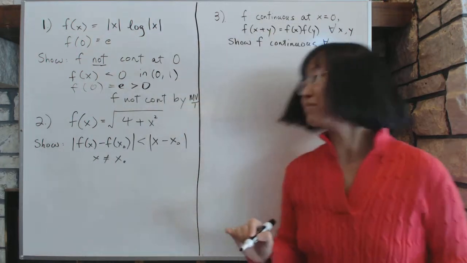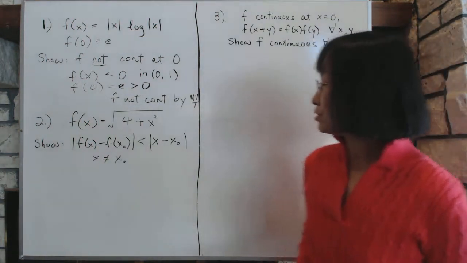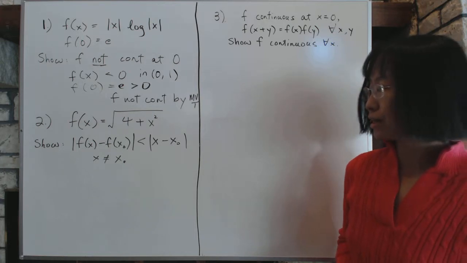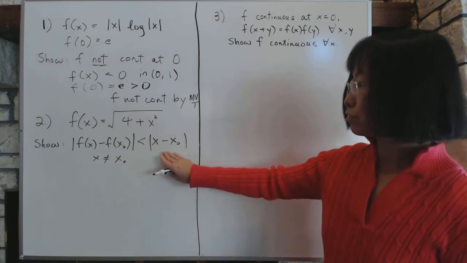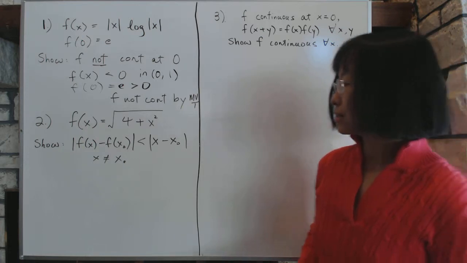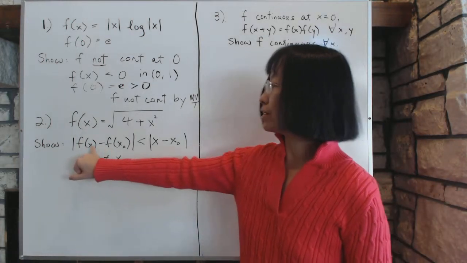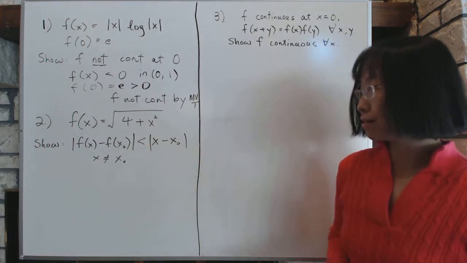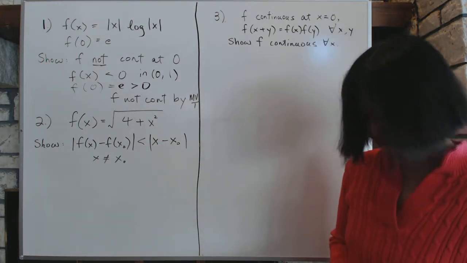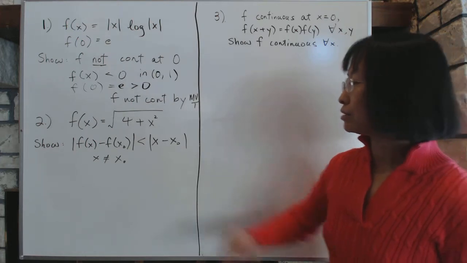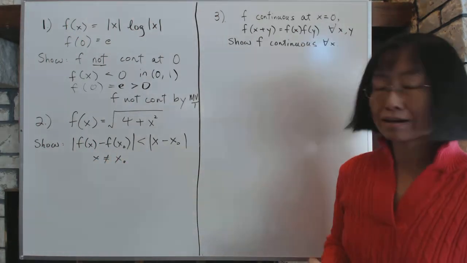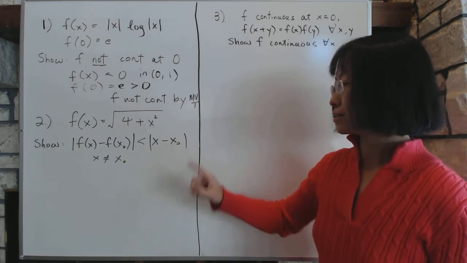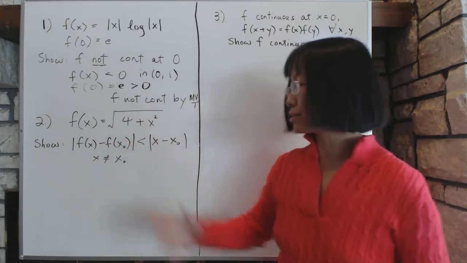Anyway, let's move on to number 2. Number 2 says you have a function f of x equal to the square root of 4 plus x squared. You have to show this particular quality of f of x: the variation rate of f of x is less than the variation rate of x itself. The purpose of showing that is that you can then show f is continuous, because the limit as x approaches x0 of f of x also has to approach f of x0.